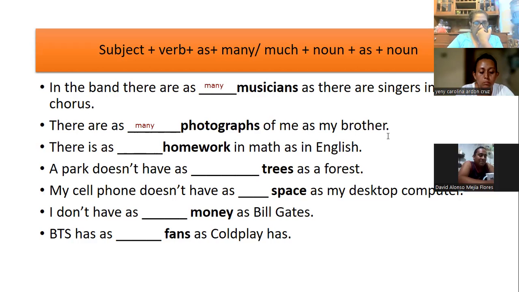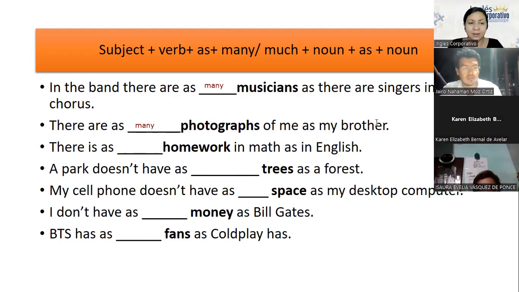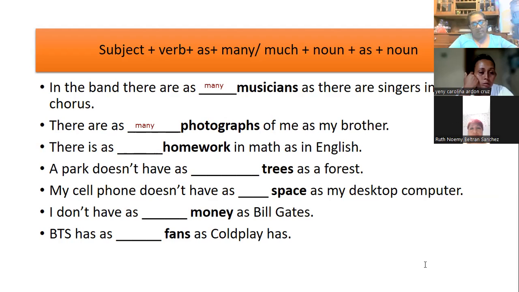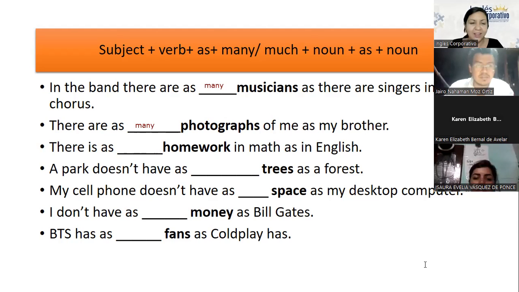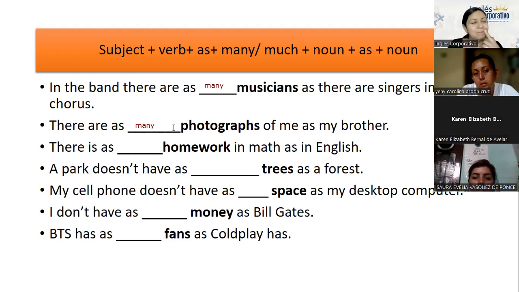What does it mean? ¿Qué significa? There are as many photographs of me as my brother. Hay más fotografías mías que de mi hermano. ¿Hay más? ¿O hay igual? Many es más. Same es igual, ¿verdad? As. There are as many photographs of me as my brother.